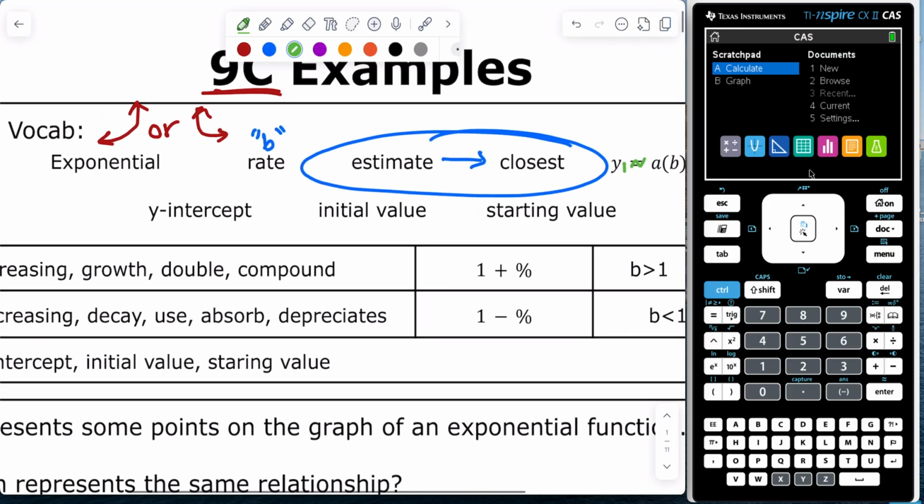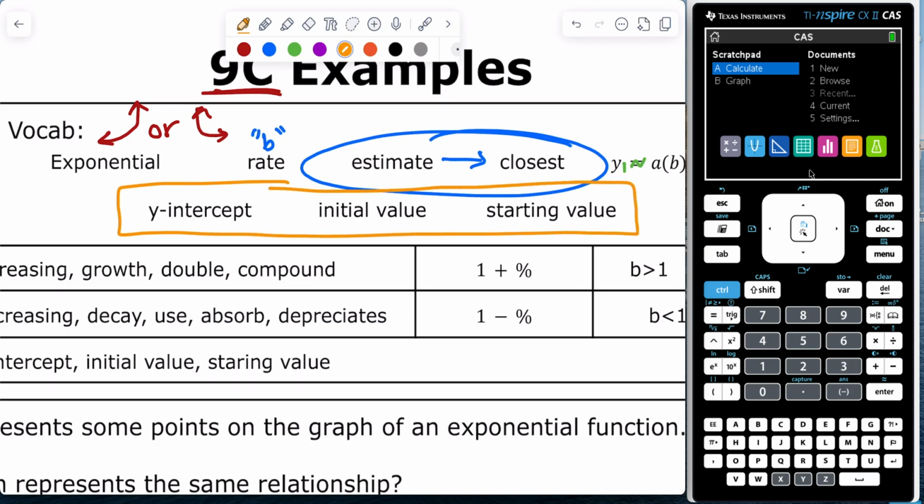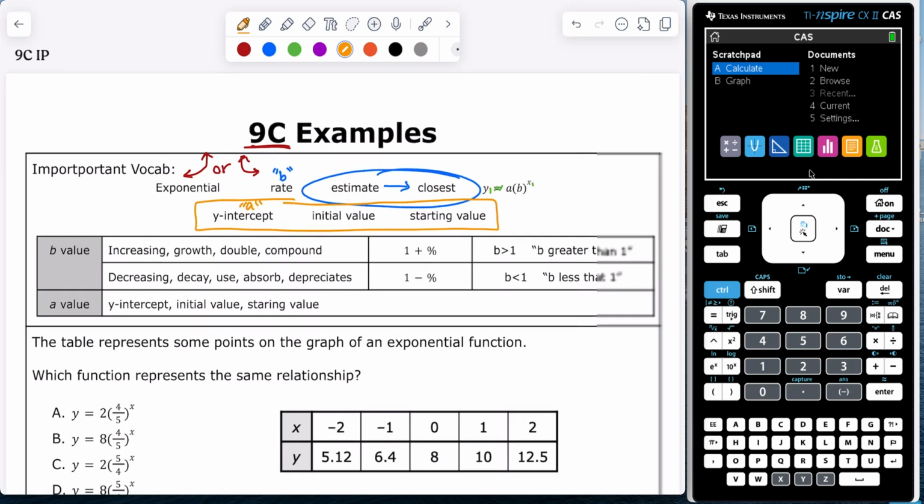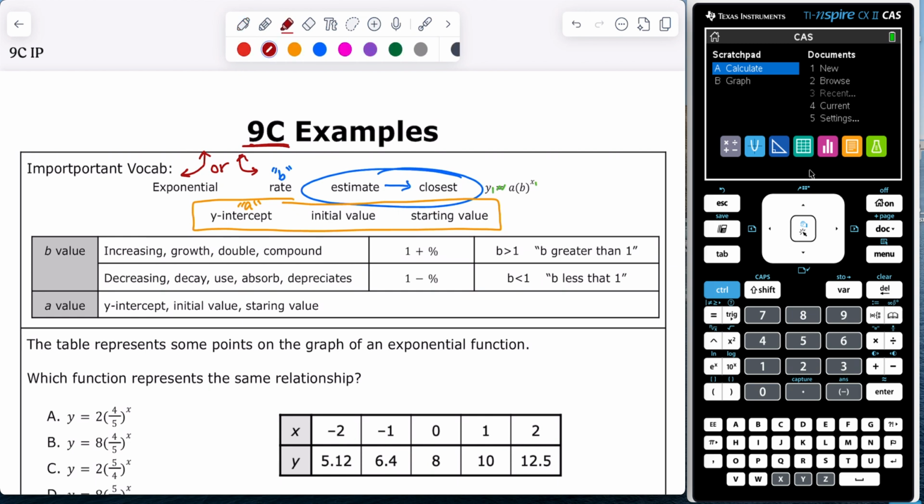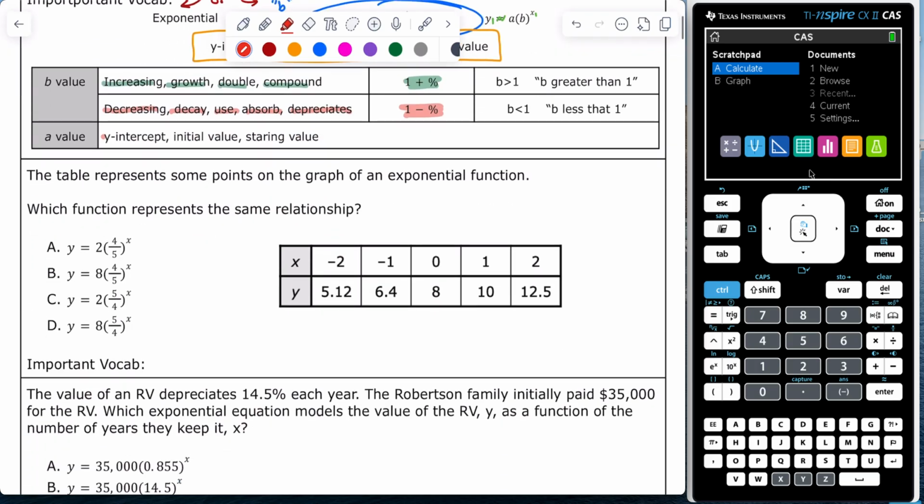Now, if you look at your y-intercept, our initial value, that is going to be your a value for exponential. So remember, when we have increase, growth, double, compound, that's 1+%. When we have decrease, decay, use, absorb, depreciate, that's 1-%. So let's go ahead and start our first question.